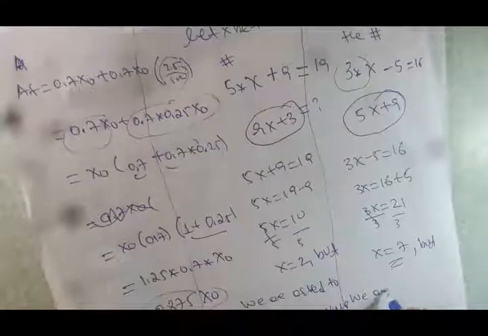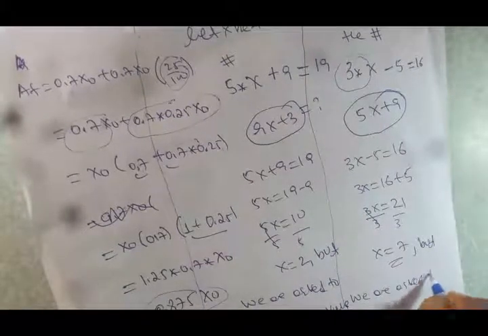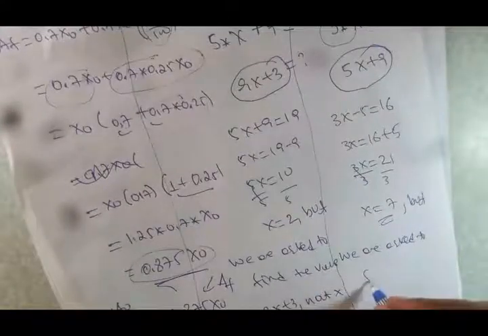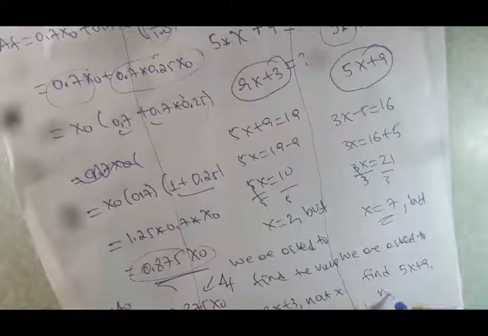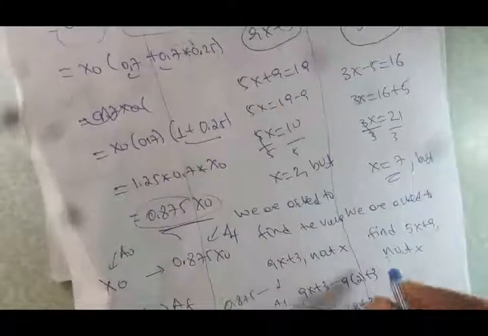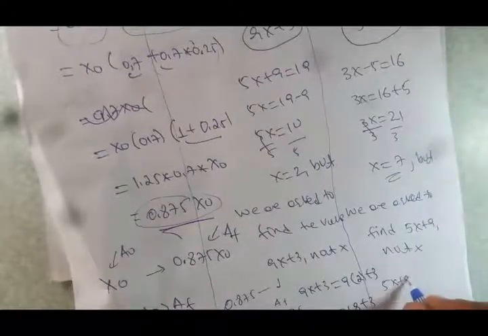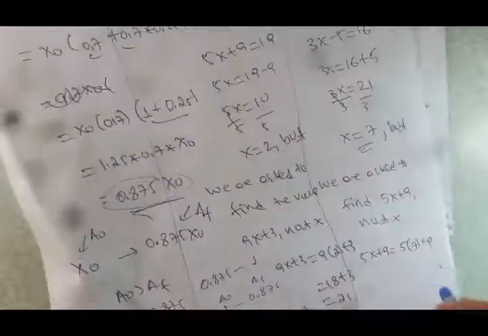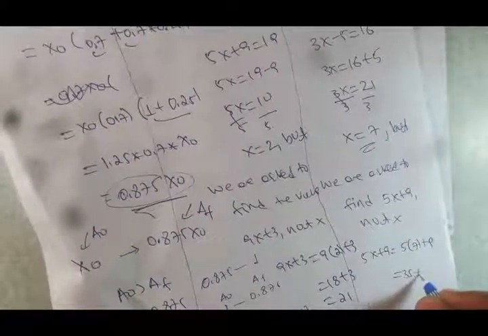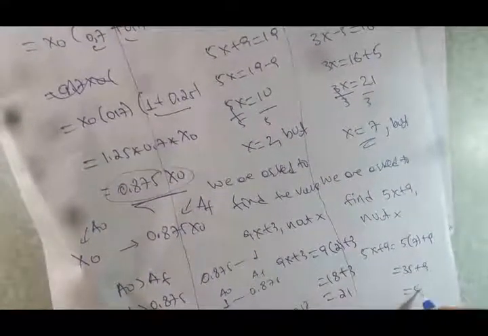But we are asked to find 5x plus 9, not x. Therefore 5x plus 9 is equal to 5 times the value of x, which is 7, plus 9. This is equal to 35 plus 9, which is equal to 44.